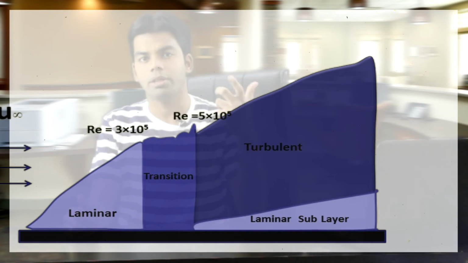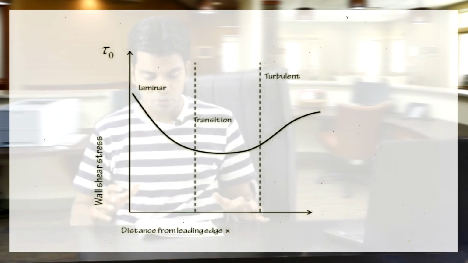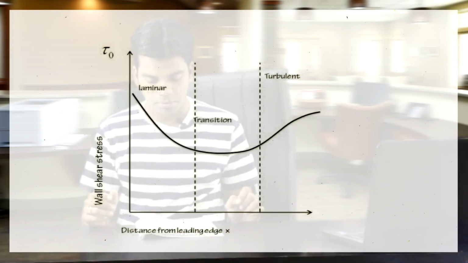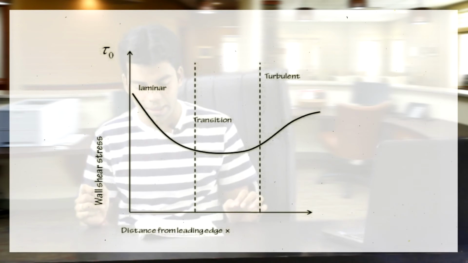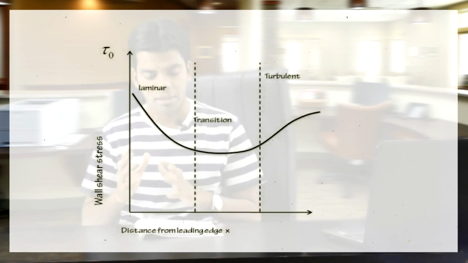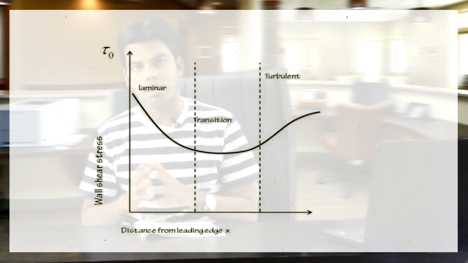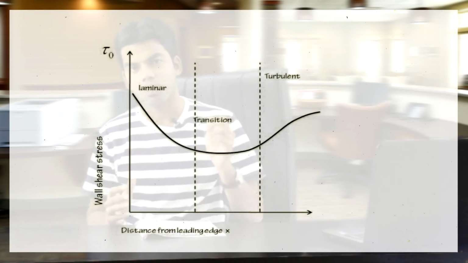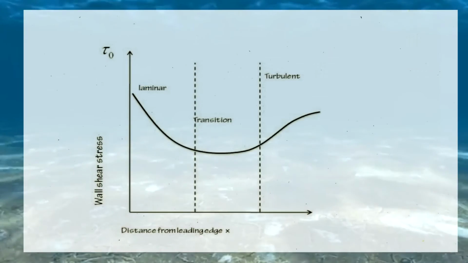Getting this or not? Okay, so you can see the graph of the wall shear stress tau naught with respect to distance from the leading edge, and you can see in the laminar region the wall shear stress is decreasing up to the transition zone, and after that the wall shear stress increases continuously.